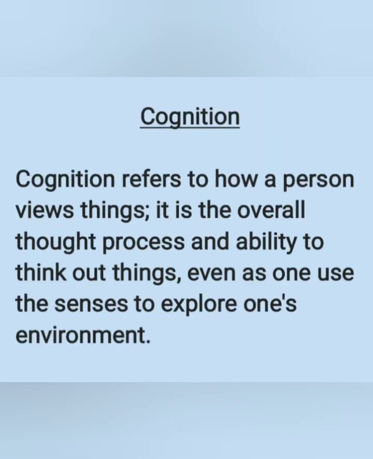Cognition. Cognition refers to how a person views things and the overall thought process and ability to think out things, even as one uses the senses to explore one's environment. So cognition is all about how you look at things, how you perceive things. It's how you think about things, even as you use your five senses to explore whatever is happening within your environment. So we form conclusions based on our experiences, and we experience our world through our five senses mainly.